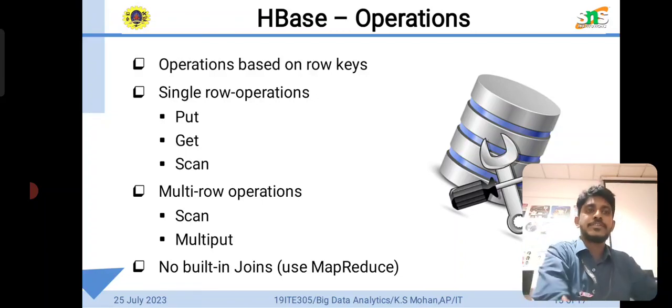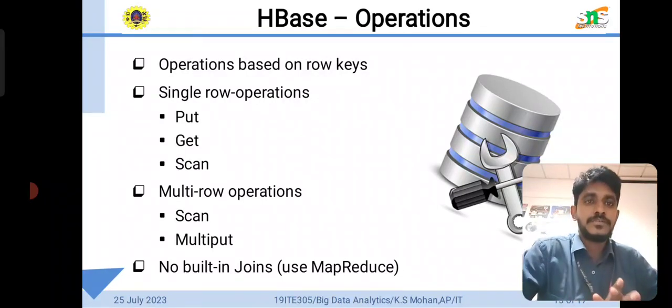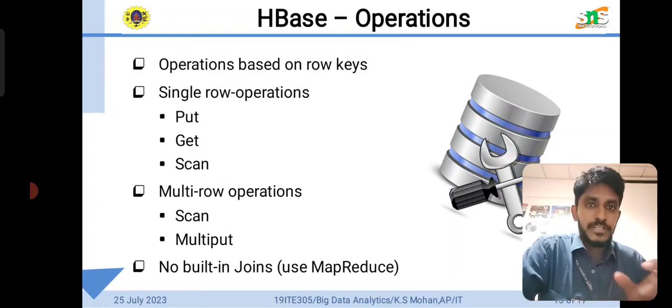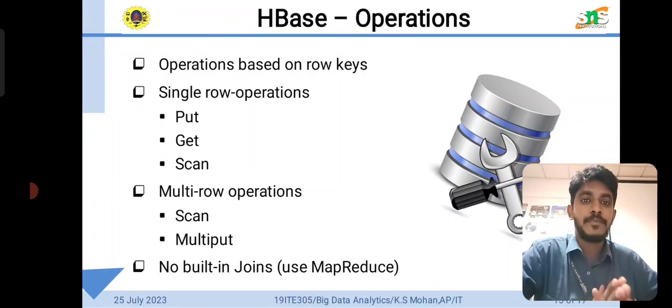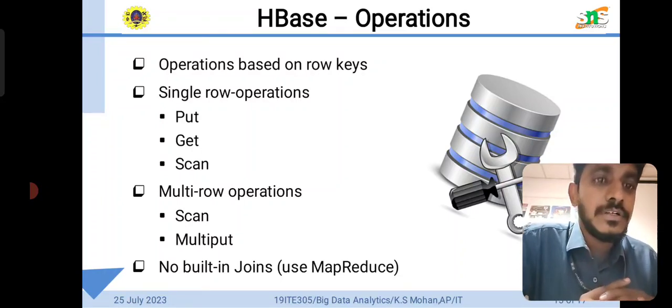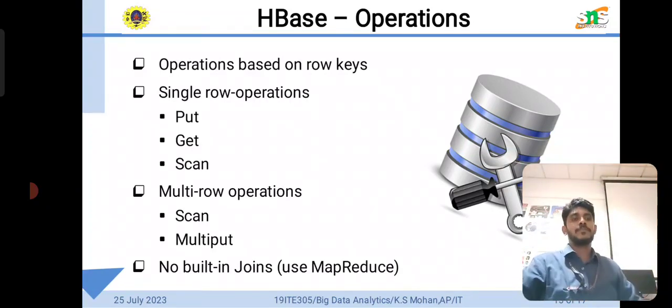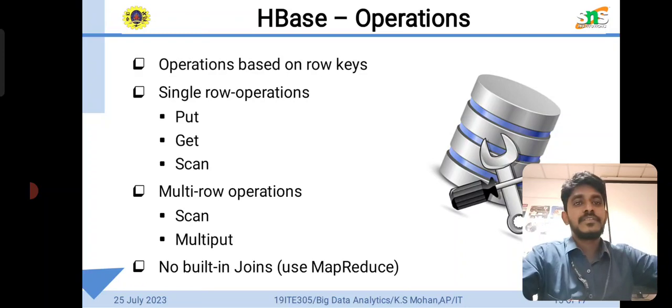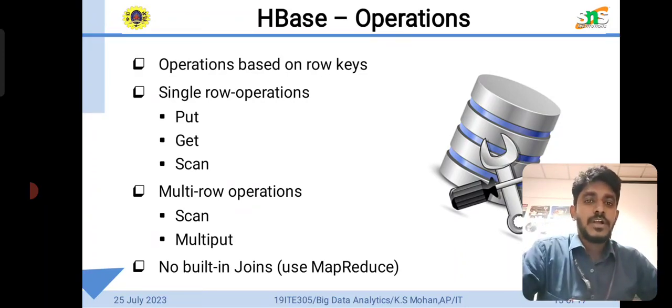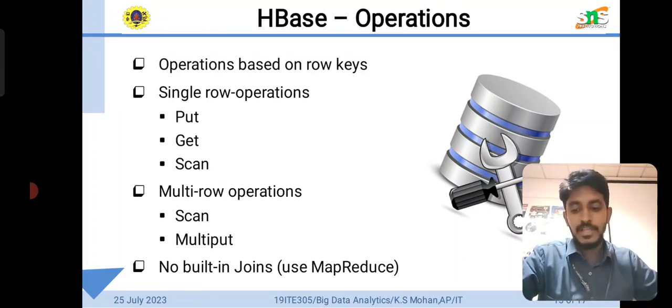And then HBase operations. These are based on row keys. The single row operations are put, get and scan. The multi-row operations include scan and multi-put. There is no built-in join, so we use map reduce. So that is the thing. This is the HBase operations we are talking about here. Put, get and scan are single row operations.